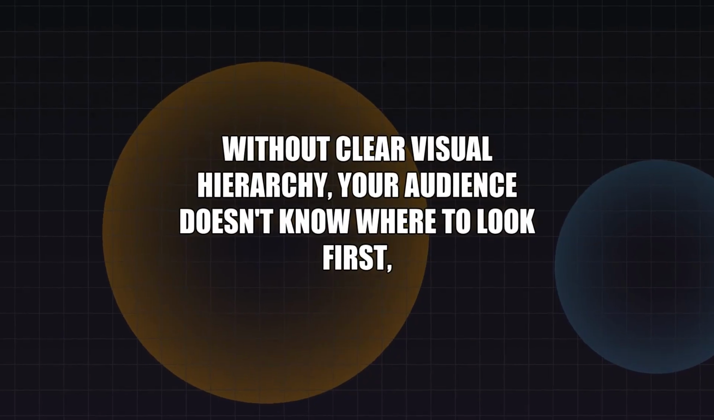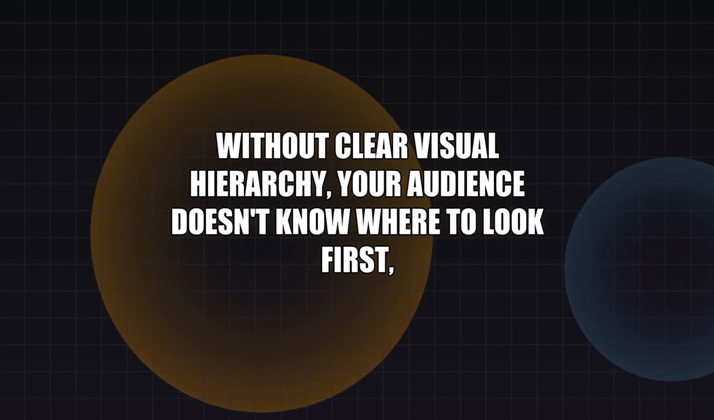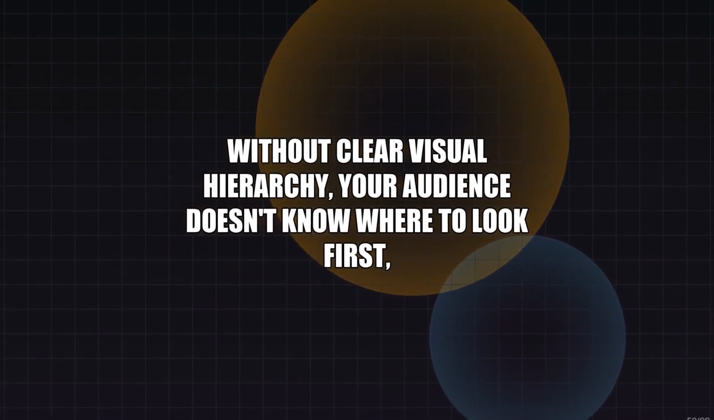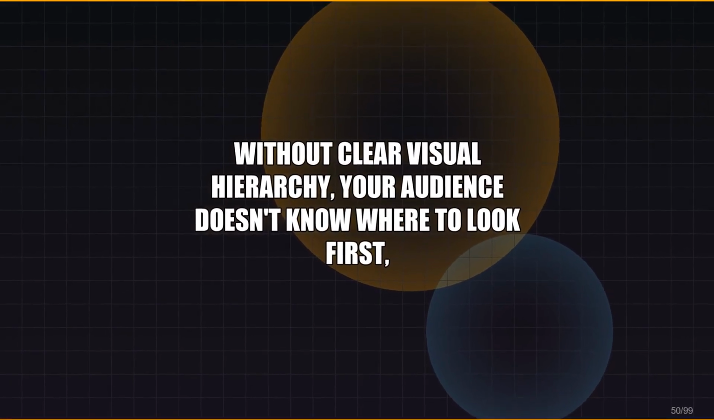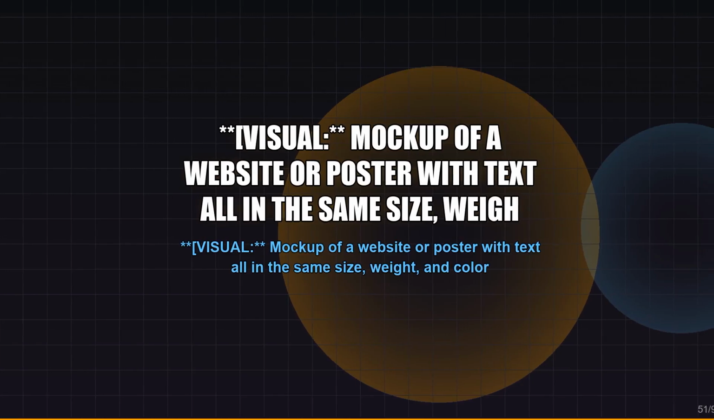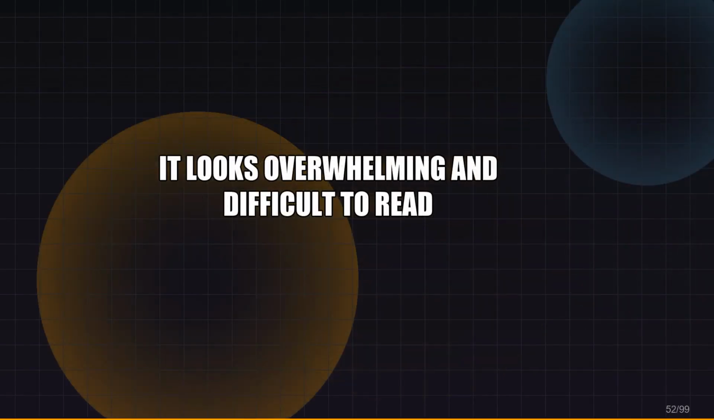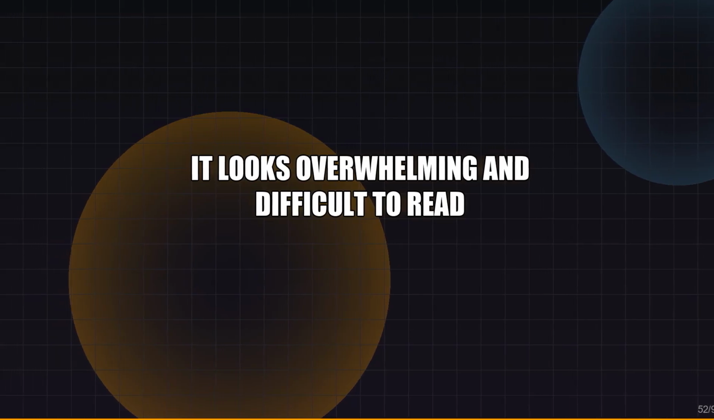Chapter 4, Orphan and Widow Woes. These typography terms might sound a bit morbid, but they refer to single words or short lines of text that appear at the end of a paragraph as widows, or at the top of a column as orphans. They disrupt the flow of reading and look unprofessional. Visual: examples of orphans and widows in text paragraphs, circling or highlighting the offending words.